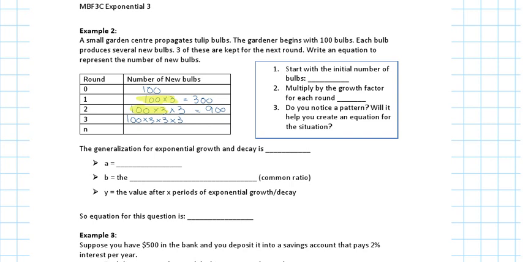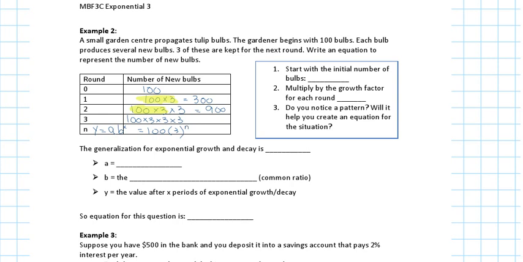So if I'm going to use that y equals ab to the power of x, what's my a? What's my base? And then if I have n rounds, it's going to be 3 to the power of n, right? Because it's telling me n rounds, right?